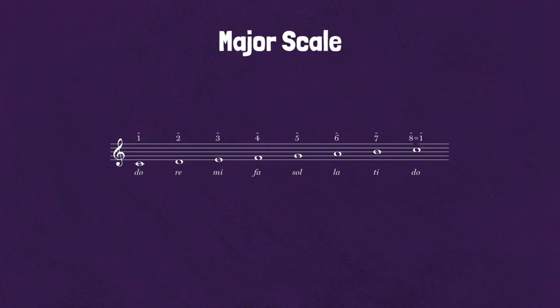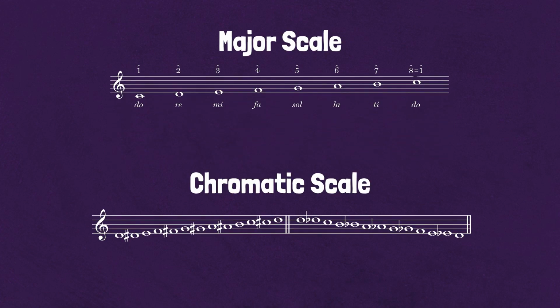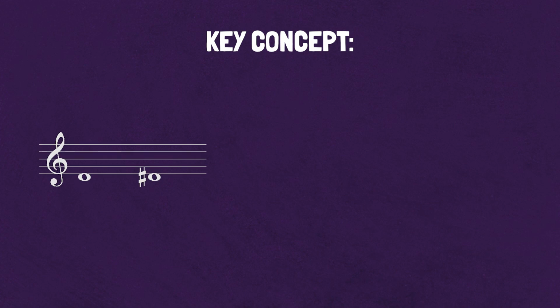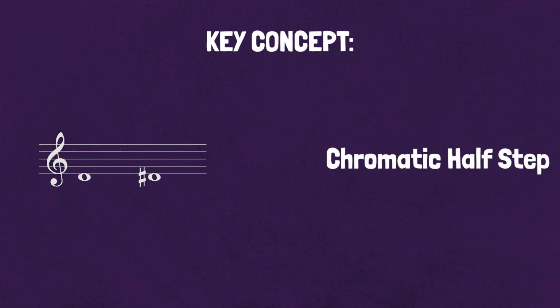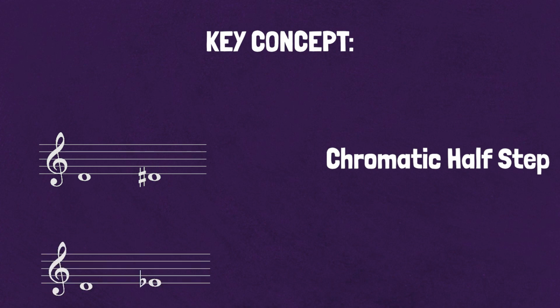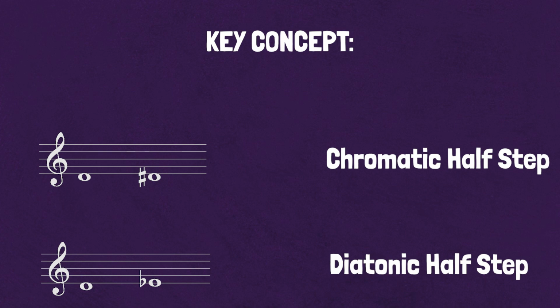Unlike major scales, chromatic scales must include some letter names more than once. Key concept. A half step spelled D sharp is a chromatic half step: the same letter name plus a chromatic alteration. A half step spelled D E flat is a diatonic half step: different letter names for adjacent pitches in a diatonic scale.